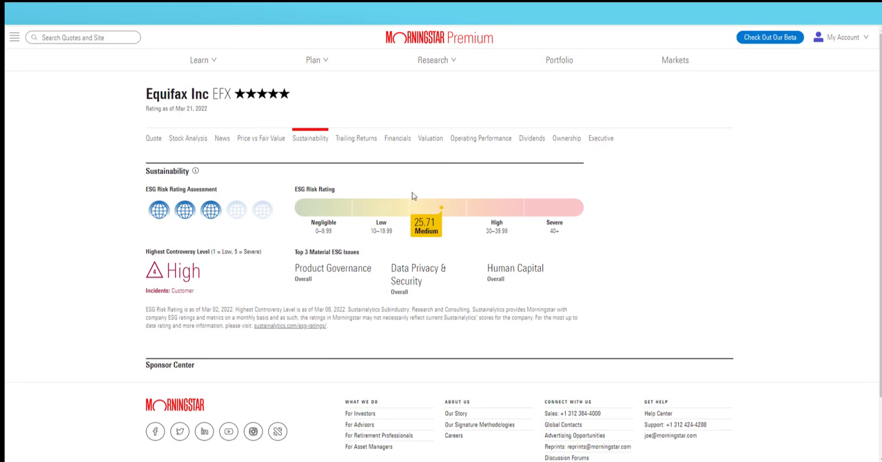We can go to the next page and look at the sustainability of this particular company. It gets a 25.71 ranking on a scale of 1 to 40. So severe sustainability, in other words, not good, to negligible sustainability, which is great. We have a little notice here that there's been a high controversy on consumer issues. We could probably check into that and see what's going on there.